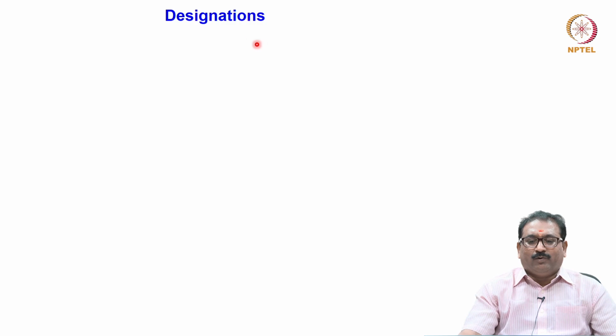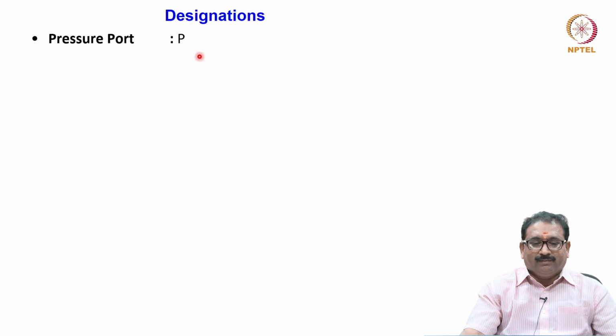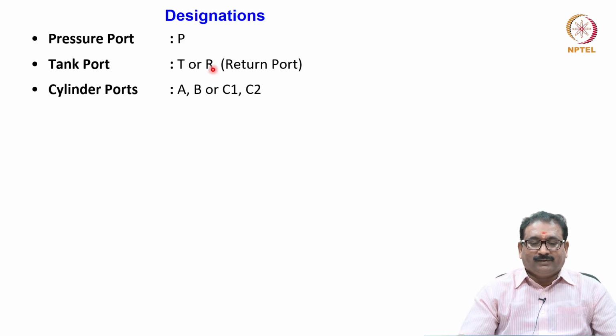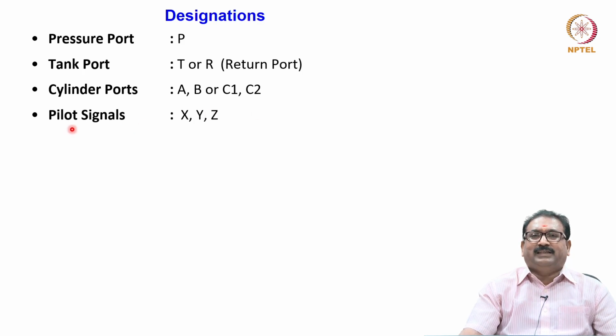Now, I will give you the designations which are popularly used in circuit design. The pressure port is always represented using the symbol P. For the tank port you use T or R. R is also known as the return port. These are reserved words, friends, remember. Cylinder ports, if it is a double acting cylinder, are A and B, similarly you can use C1 or C2. Pilot signals are control signals, represented using X, Y, Z.